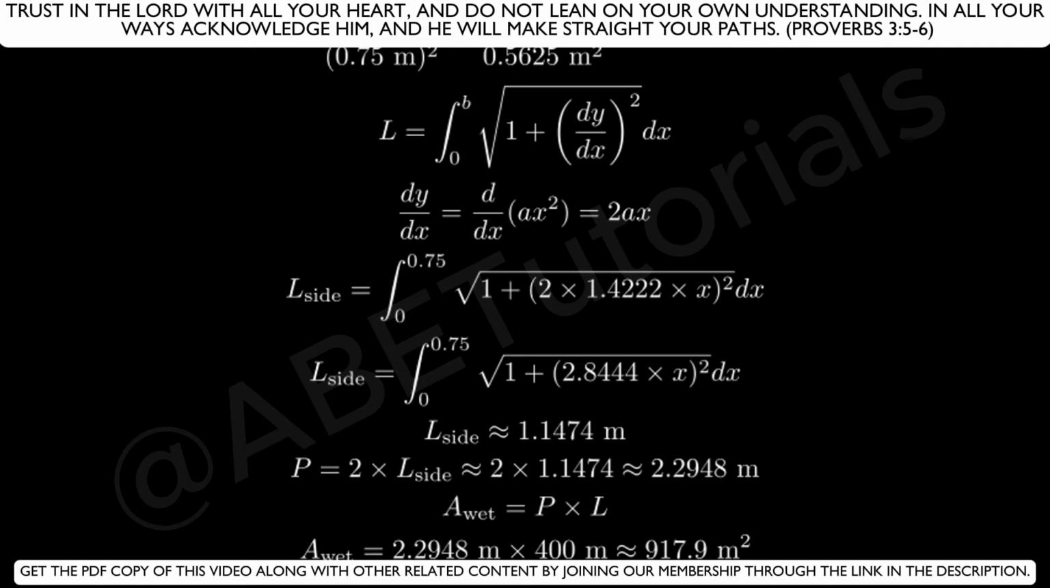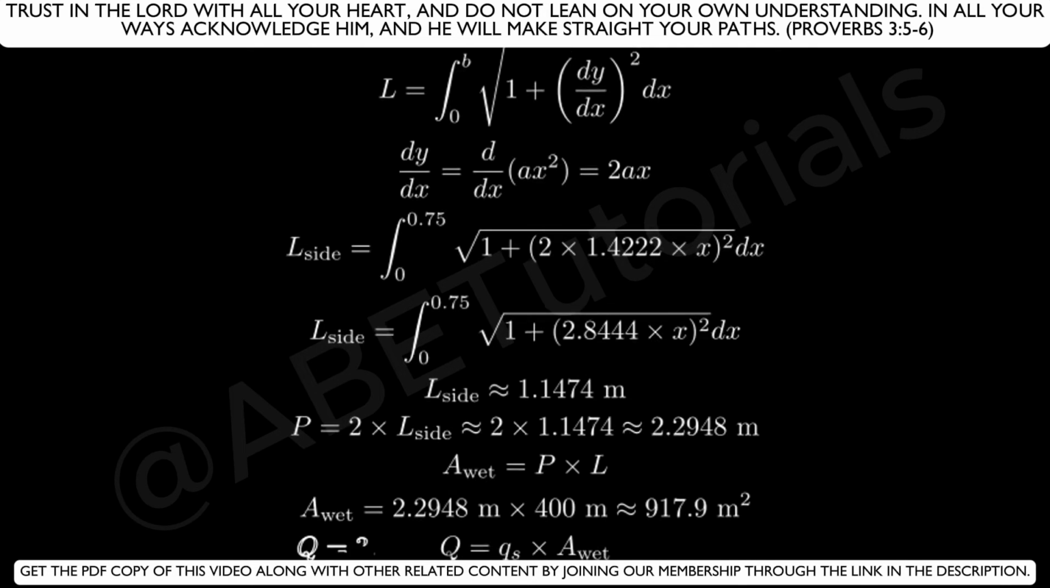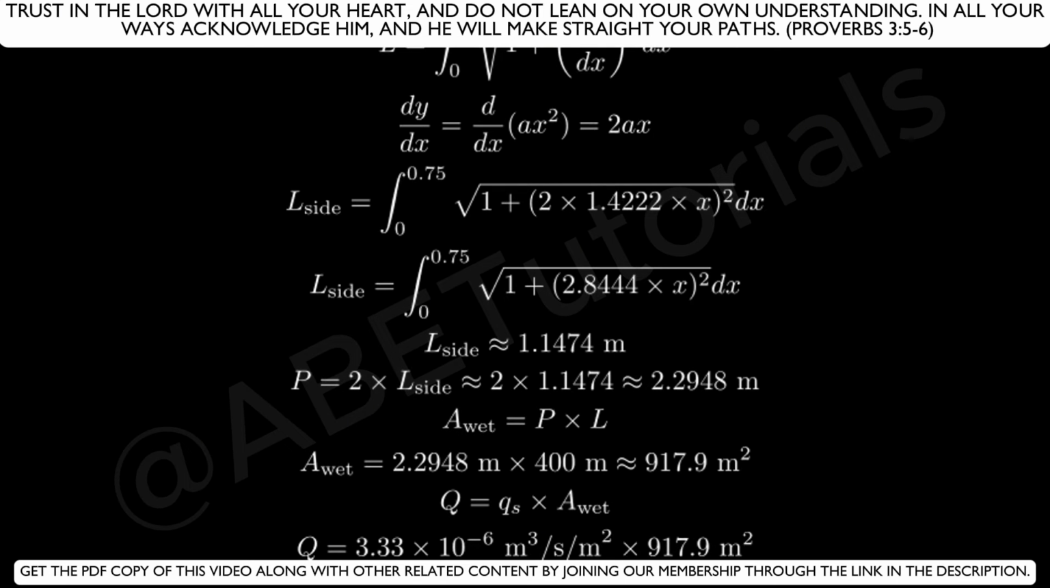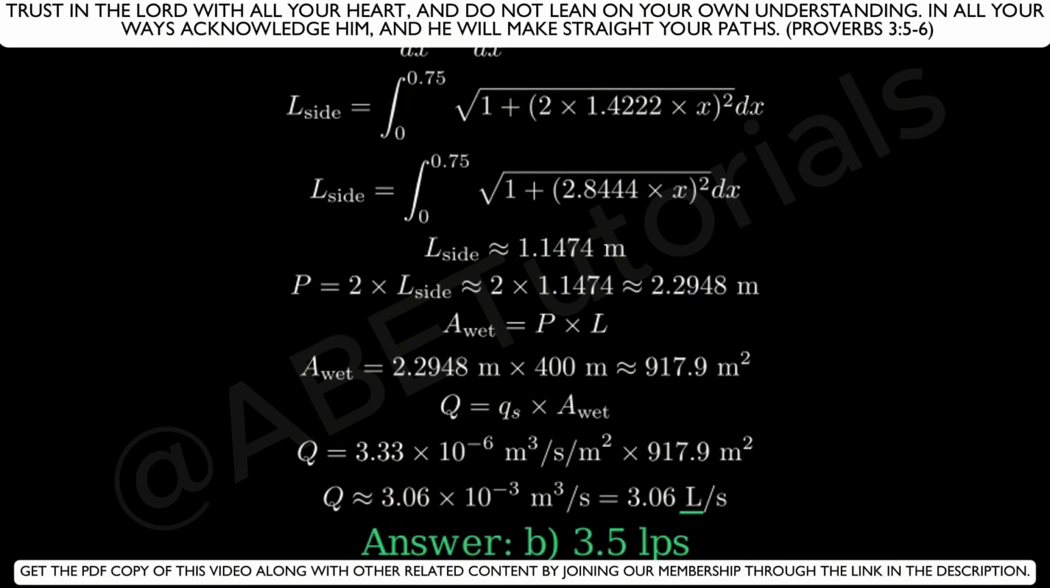Finally, we can calculate the conveyance loss using the given seepage and percolation rate. The conveyance loss Q equals the seepage rate Qs times the wetted area A wetted. Q equals 3.33 times 10 to the negative 6 cubic meters per second per square meter times 917.9 square meters. This gives us Q approximately equals 3.06 times 10 to the negative 3 cubic meters per second, which is 3.06 liters per second. Looking at our options, the closest answer is B, 3.5 liters per second.